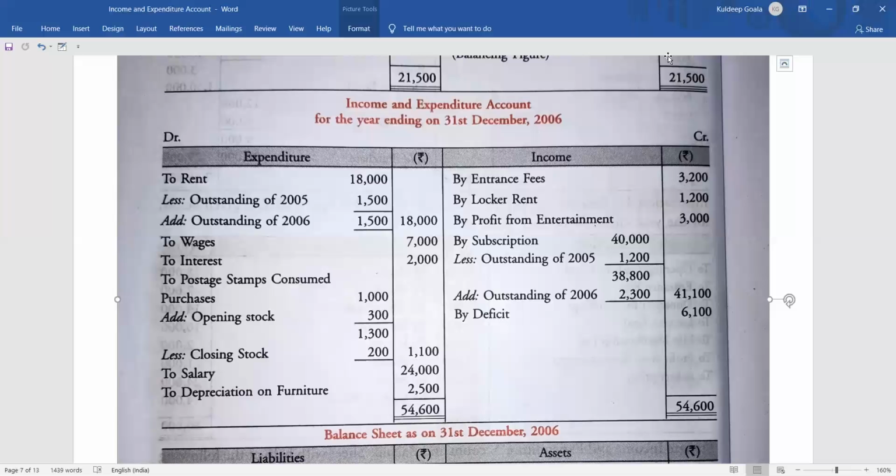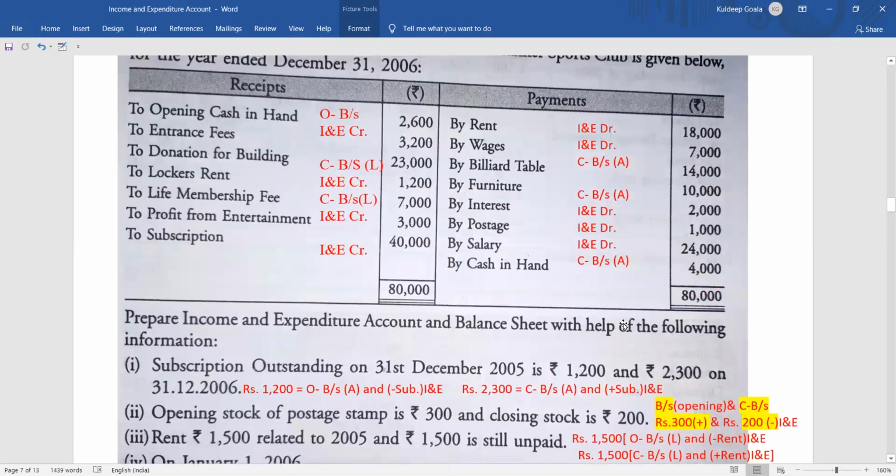Okay, so here the expenditure side is more, and how much is more? 6,100. So what will you write? By deficit. It's better if you write in the bracket excess of expenditure over income, 6,100 rupees. Clear? This will be deducted from the capital fund, that is the general fund, in the closing balance sheet. Okay, now let's go for the next part, that is the opening balance sheet.